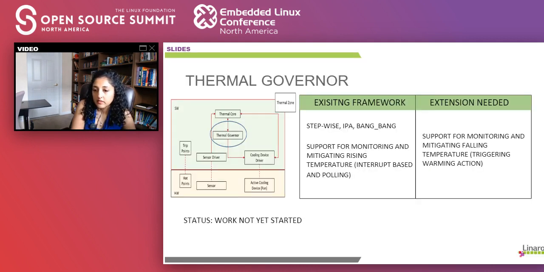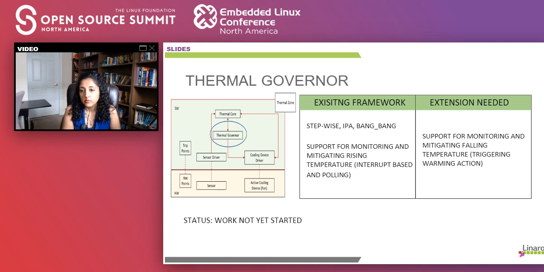Okay, sorry. And then the other piece in this framework that would need extension, which is a big piece, would be the thermal governor itself. So the existing framework supports various governors: stepwise, IPA, bang-bang. They are all different algorithms on how they monitor and how they initiate the mitigating action. But the theme across all the existing governors is monitoring rising temperature. So if the temperature goes above a threshold, trigger a mitigating action. It could be interrupt-based, it could be polling-based, and the frequency of polling and monitoring differs across these governors. The way the mitigating actions are triggered differs, but it just monitors for temperature going above a certain threshold.